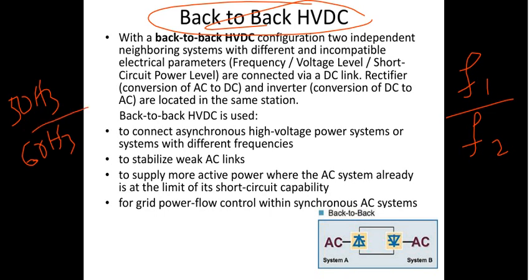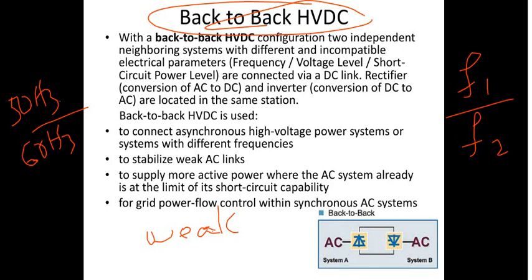What we mean by a weak grid is generally the rural grids, which are very sensitive even to small faults. The entire grid may collapse. So in order to connect and stabilize the weak grids, the back-to-back HVDC converters are used, right? Now again, you can go through these points.